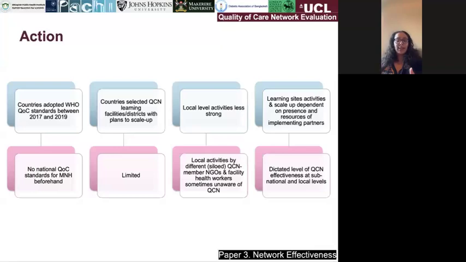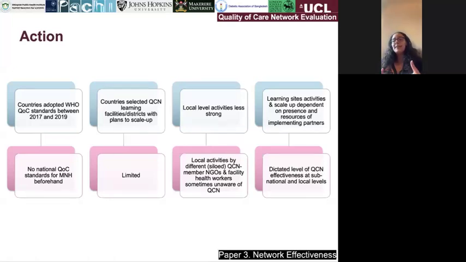Countries capitalized on existing work from partners to implement interventions in QCN sites, and that resulted in siloed working at local levels, and QCN activities often differed in their content and scope between learning sites. We also found that local facility health workers were not always aware of QCN, although that awareness increased during the time of the evaluation. And the pandemic, of course, was a huge setback.